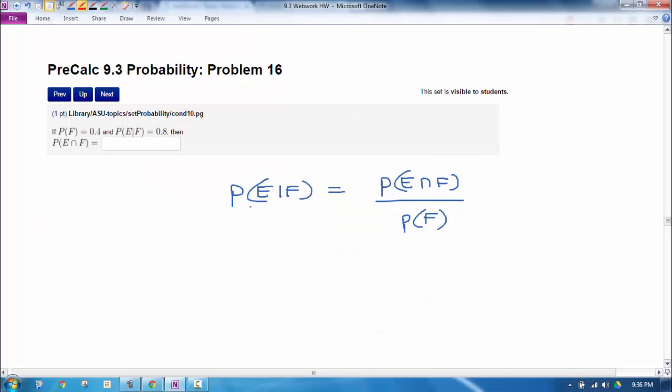Okay, the next problem, if you write the conditional probability formula off our formula sheet, it tells you that this is 0.4, it tells you that this is 0.8, so you're just going to multiply to find what you're looking for, and so you get 0.32.